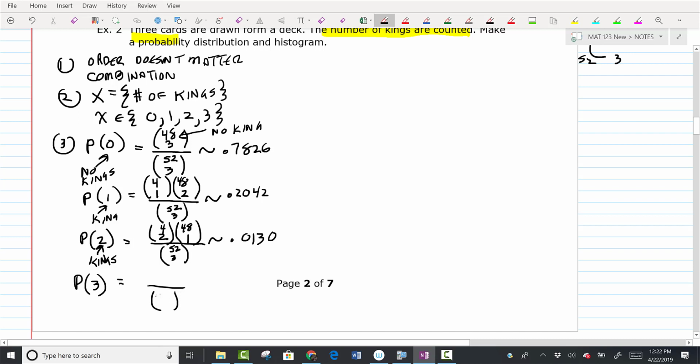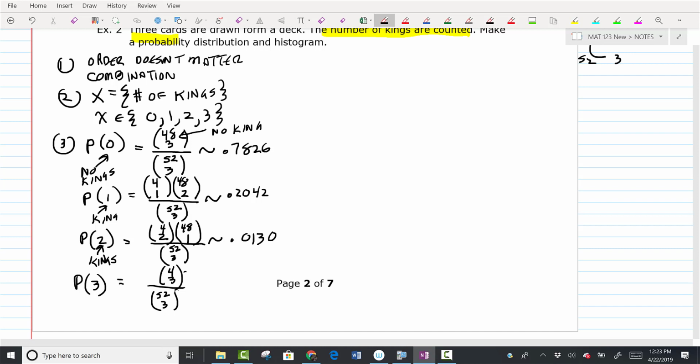Let's see if we can figure this out. With this one, again, 52-3. What do you think is going to go in the numerator? All of the cards I choose are kings this time, so what's that going to be? How many kings? There you go, 4-3. You're choosing 3 kings out of the 4. So this gets put together like this. There's 4 kings in a deck, and you chose 3.